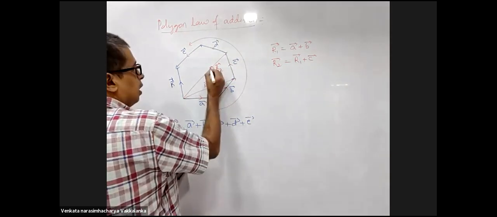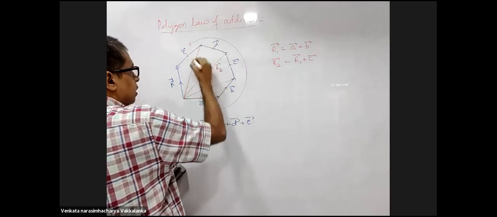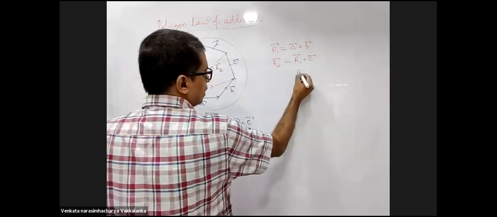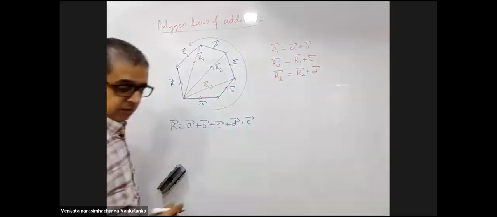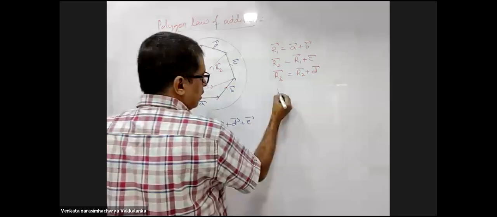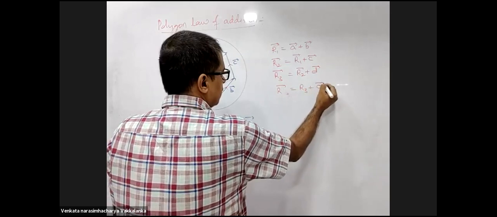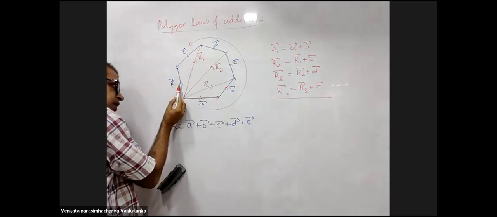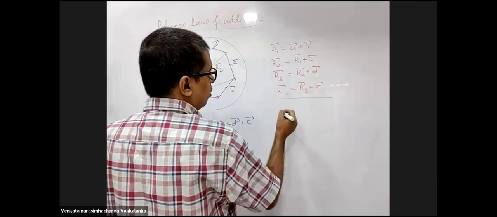Yes, sir. R2 plus D will be R3. R3 plus E will be equal to R. R3 and E are two sides of a triangle taken in one order. Third side of the triangle taken in the reverse order. Add all of them.